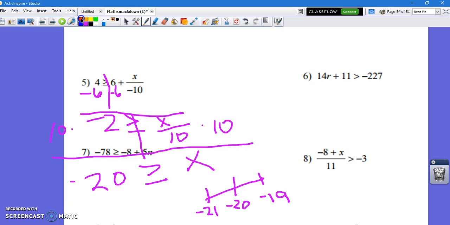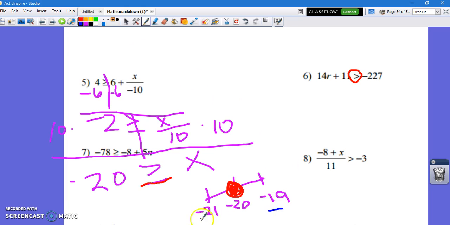Okay. And what number are we circling? Negative 20. Is this going to be closed in? Yes. That's right. It's going to be closed in because it has the or equal to sign. So when it doesn't have the or equal to sign, like this one, you wouldn't close in this circle. But this one, you do close it in. Okay. So now, what do we do?